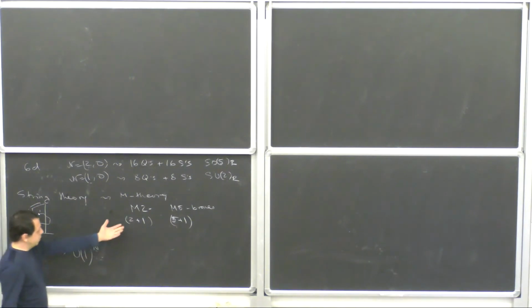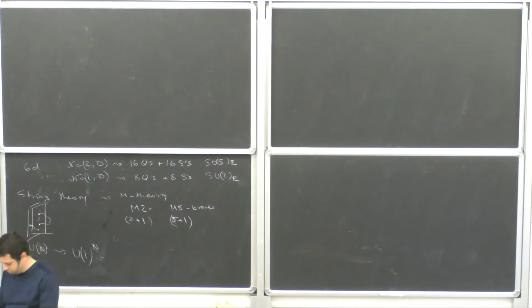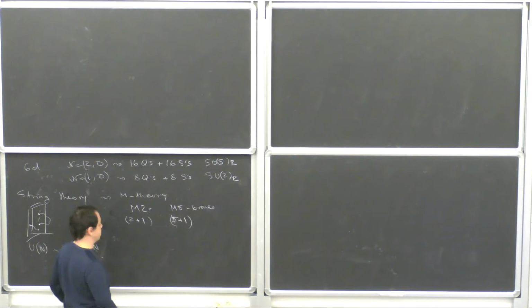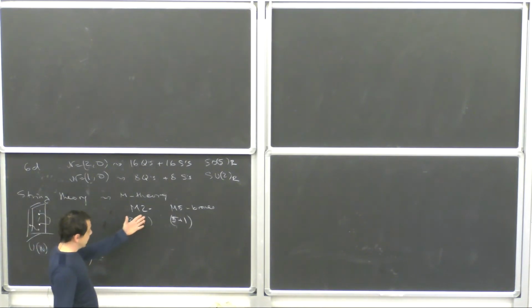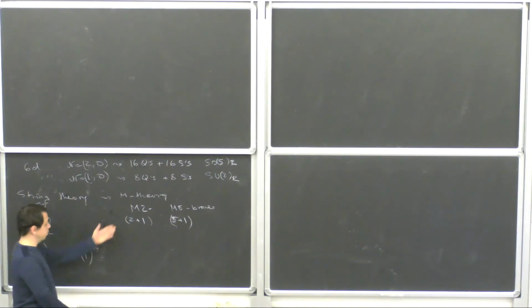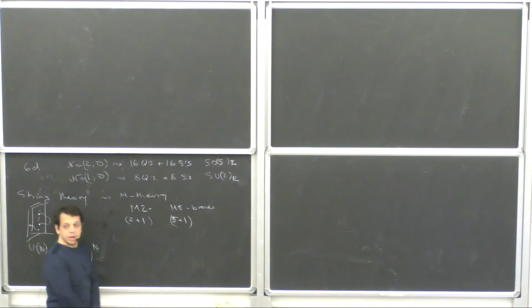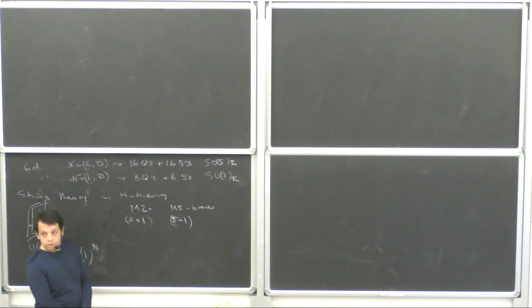But here, I don't have strings. I have M2's and M5's, right? So I don't know what to do. But you can be inspired and try to figure out what happens. Anyway, the claim is that in both of these situations, on the worldvolume of these M-branes, you have non-trivial conformal field theories, strongly interacting.